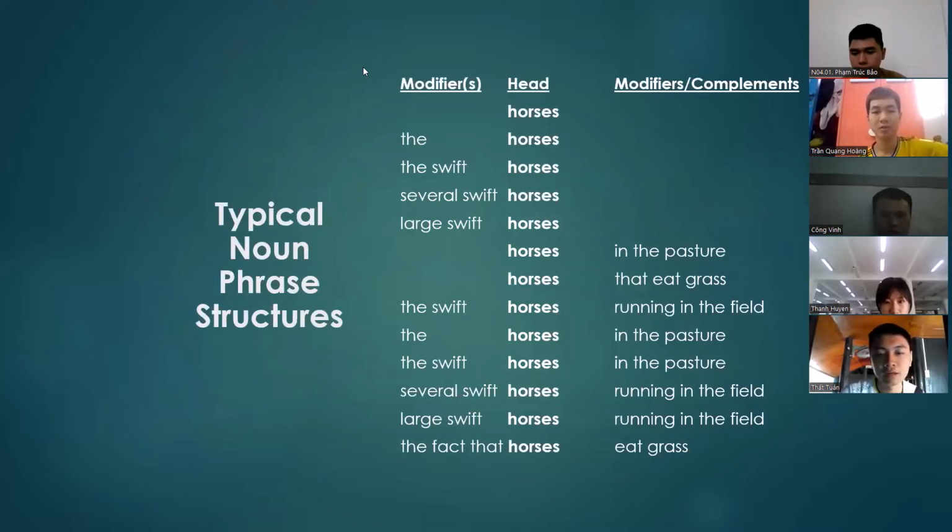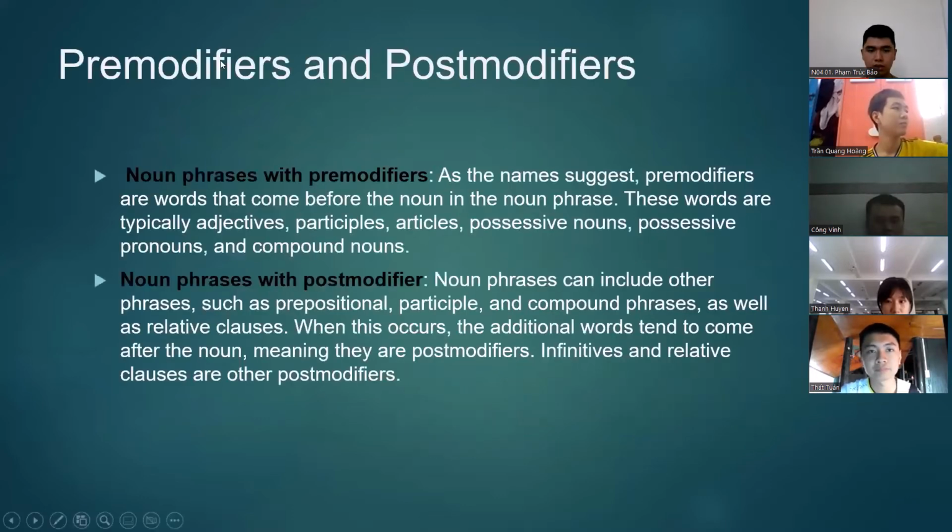Okay. These are typical noun phrase structures, as you can see on the screen. And there are examples. And Bảo, can you move to the next one? Okay.